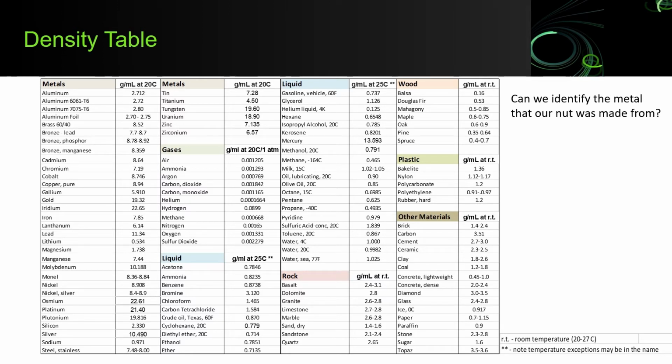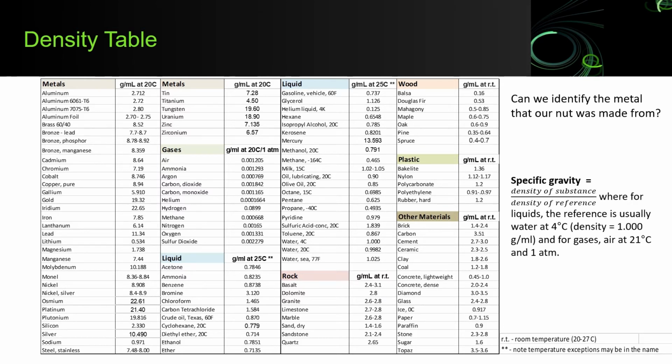Now, many times, especially for liquids and gases, we might find a list of specific gravities rather than densities. Specific gravity is simply a ratio of the density of the substance divided by the density of a reference material at a set temperature. The units cancel in ratios like this, so a specific gravity has no units. It's a comparison value and not a direct measurement.